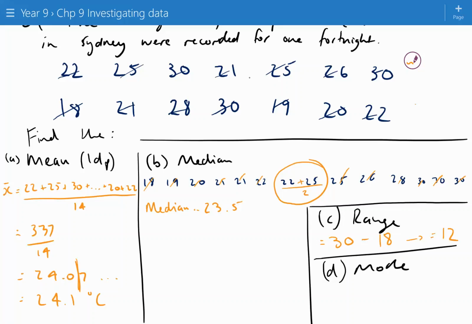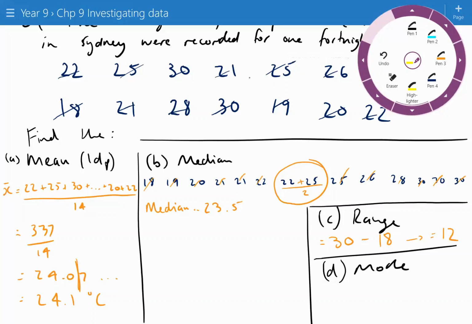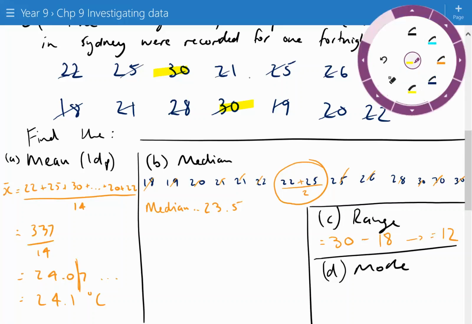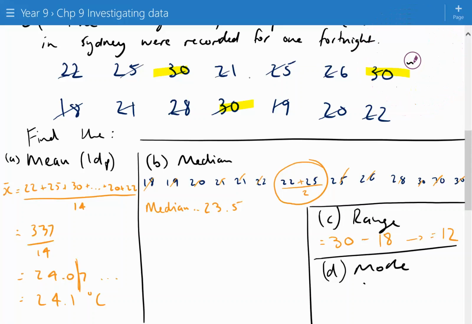The mode, the most common, what score is occurring the most? Looking up here in our median line, there's two 21s, two 22s, but there are 1, 2, 3, 30s. So the mode is 30. And that is it.